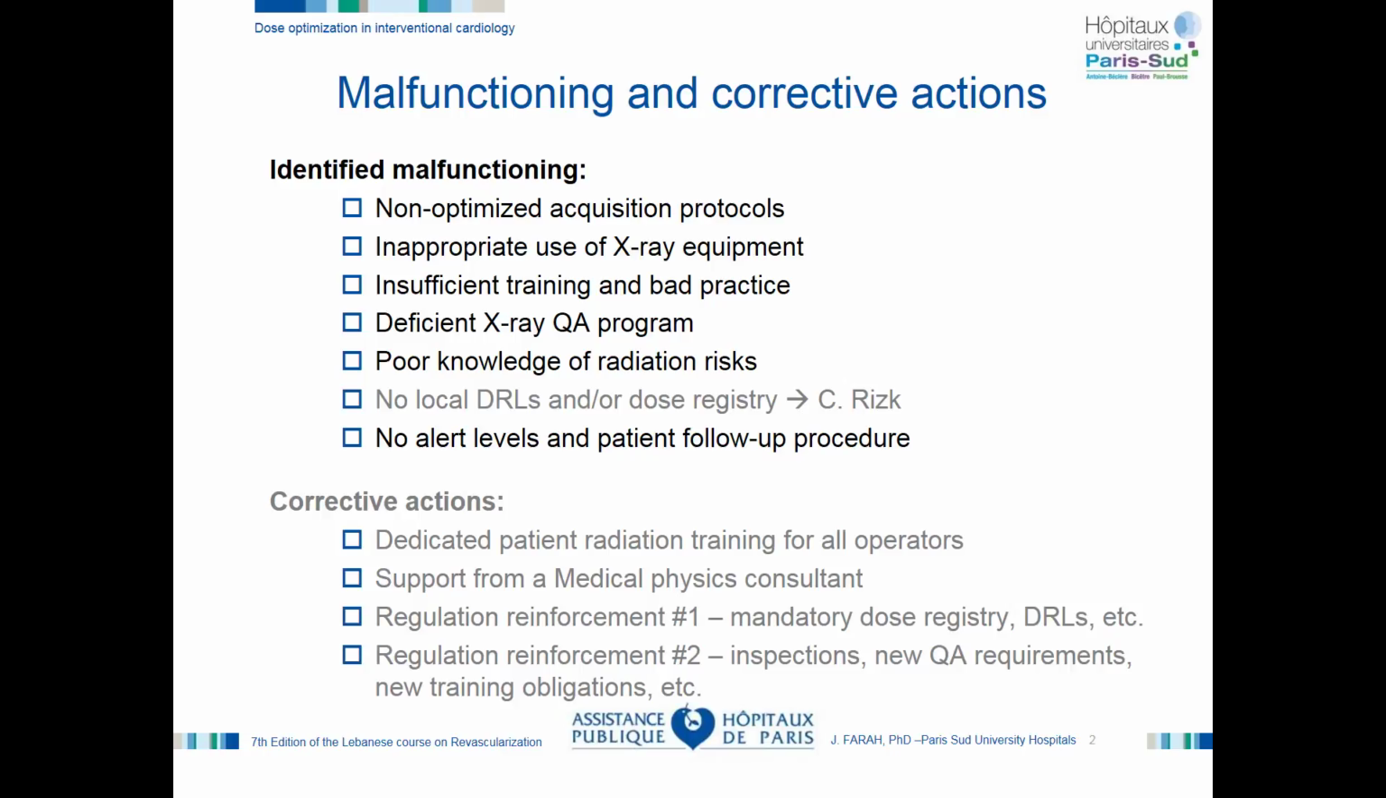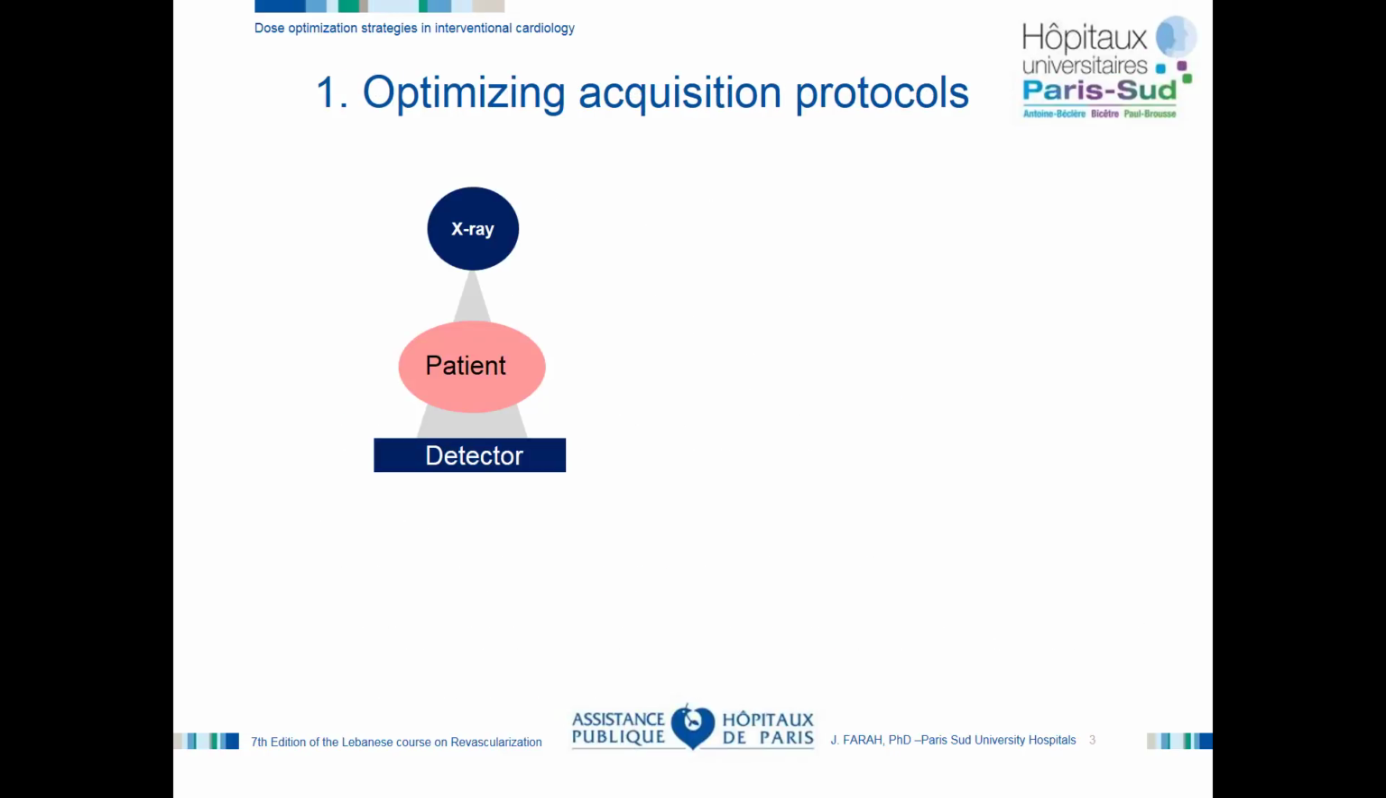So before talking about optimizing acquisition protocols, you really need to know how the system works. The system is obviously made of an X-ray tube and a detector, but there's actually a third component, which is called the automatic exposure control system. And this system plays a major role in the dose and in the image quality. So you always need to start your procedure with fluoroscopy. Do you know why you can't start with an acquisition?